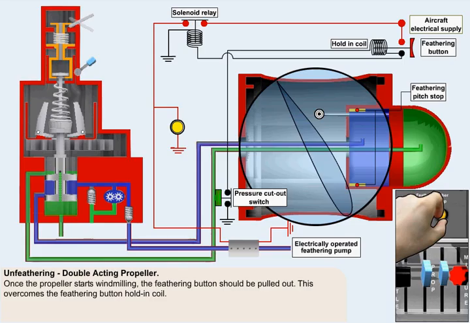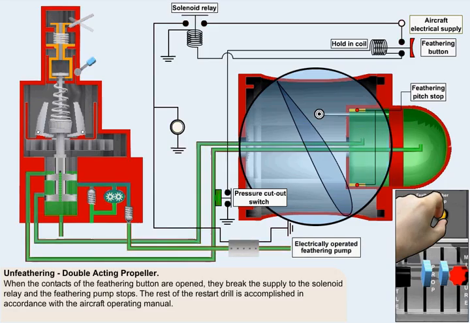Pulling out the feathering button overcomes the holding coil. When the contacts of the feathering button are opened, they break the supply to the solenoid relay, the contacts of which are supplying the feathering pump. Thus the feathering pump stops. The rest of the restart drill is accomplished in accordance with the aircraft operating manual.